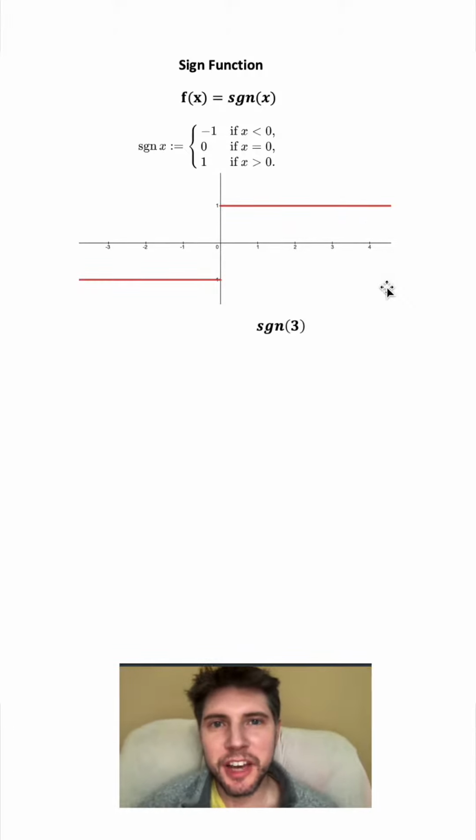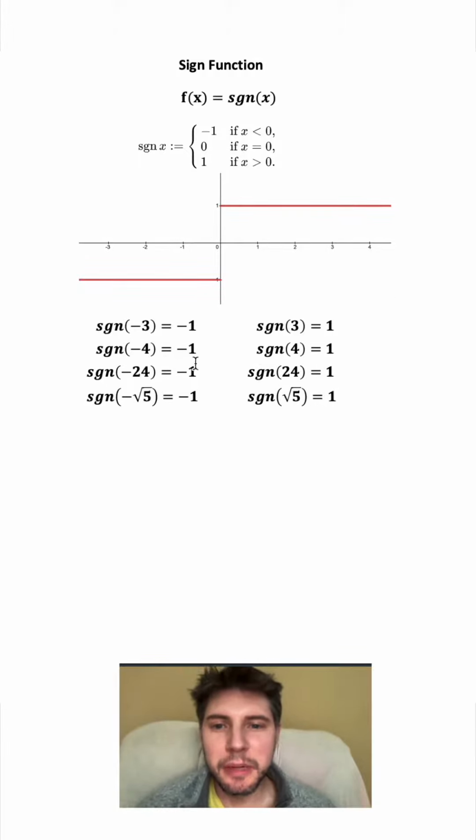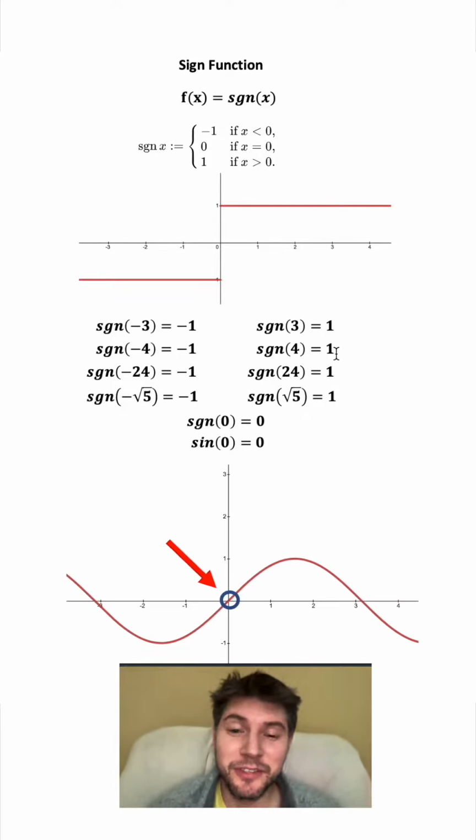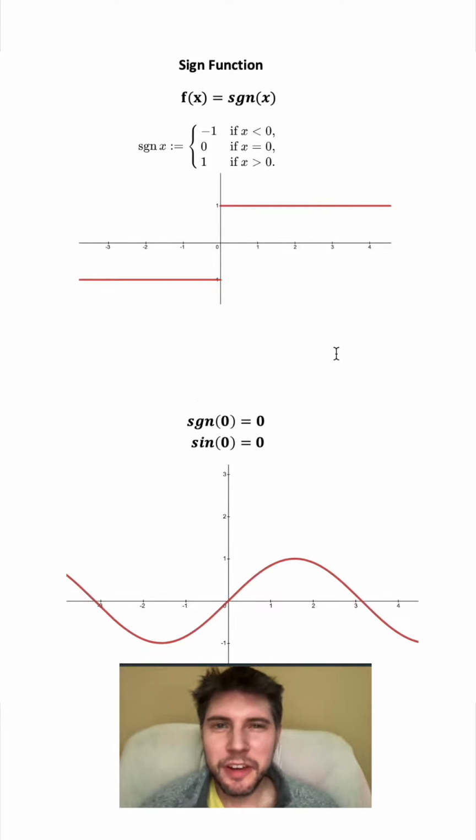So for example, the sine of 3, we look at 3, it brings us up to 1, the answer is 1. Sine of -3 is right here, it goes down to -1. Sine of any negative number will be -1, and sine of any positive number will be +1. And sine of 0 is equal to 0. Oddly enough, the sine of 0 is also 0. I wonder if they have anything else in common.